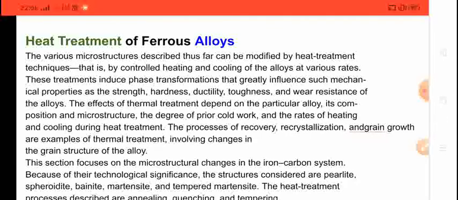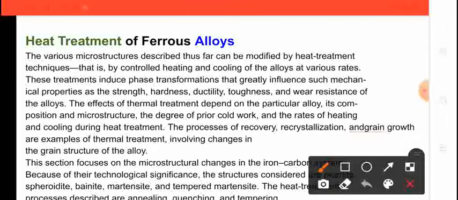Heat treatment is carried out by heating and cooling various metals and alloys at different temperatures. By varying the temperatures, we obtain different properties such as hardness, ductility, toughness, wear resistance, etc. The effect of thermal treatment depends on the particular alloy, its composition and microstructure. Heat treatment is also known as thermal treatment, which depends on the composition and microstructure.